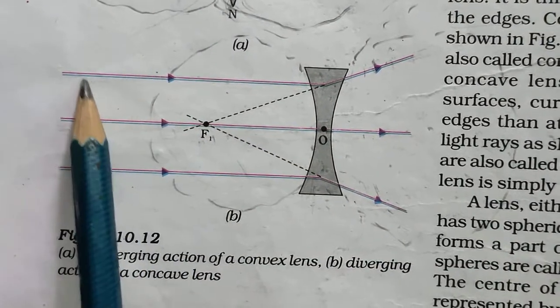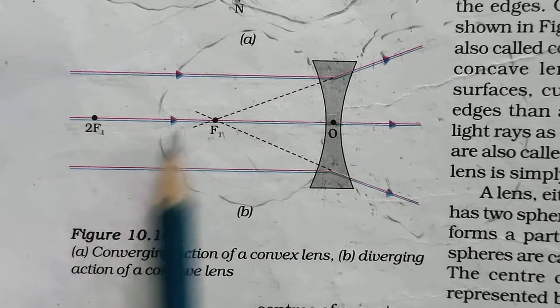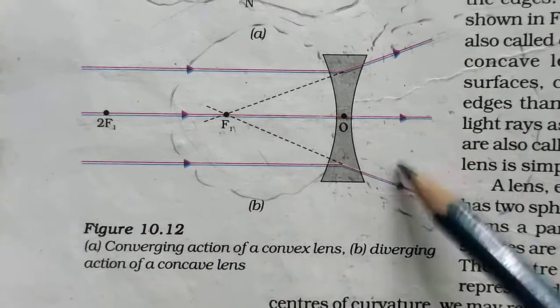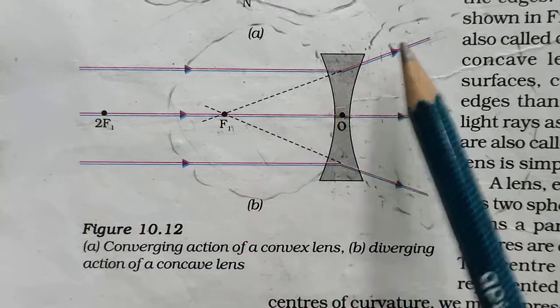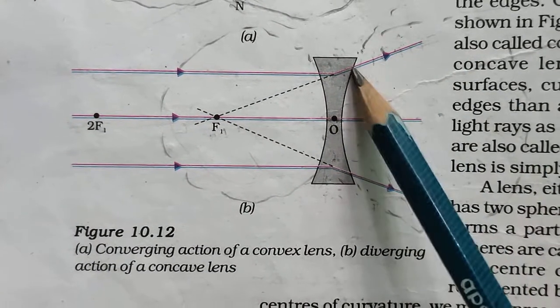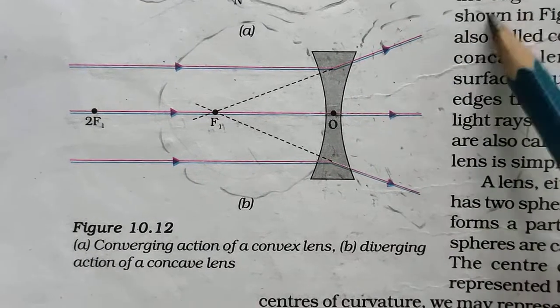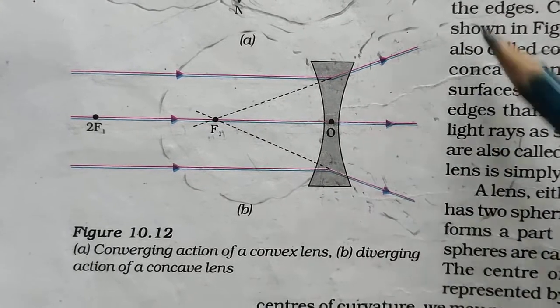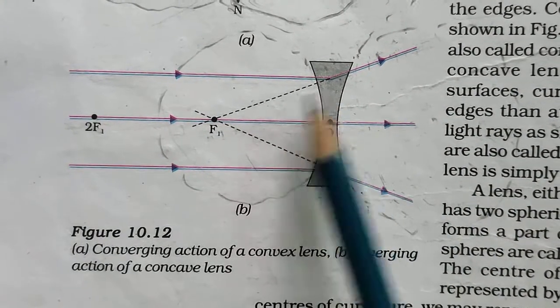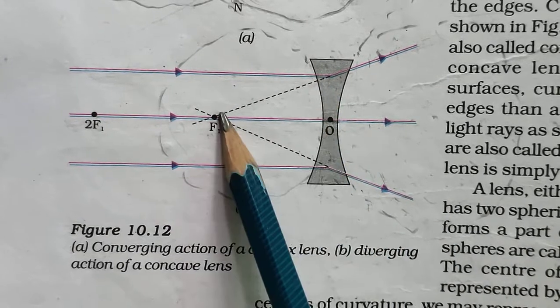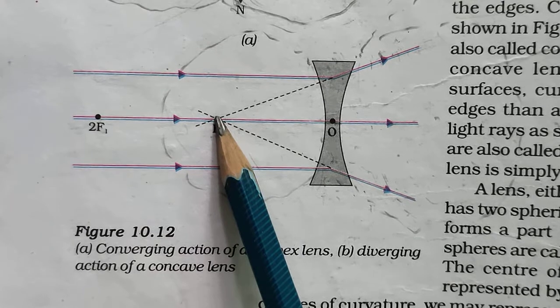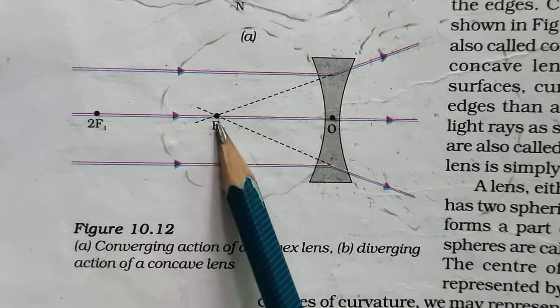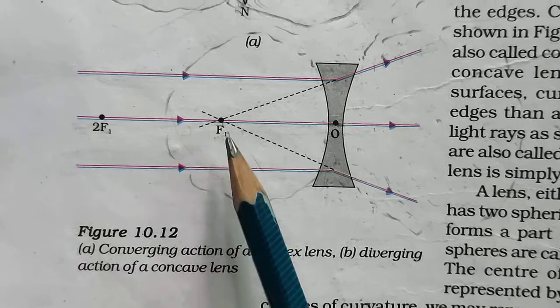So what is the principal focus of a concave lens? You see here, the light rays are incident on the concave lens parallel to the principal axis. After refraction, the refracted light rays go diverging from each other, so they will not meet at any point. But if we extend these refracted light rays backwards, then they will intersect at a point on the principal axis. This point is called the principal focus of a concave lens.